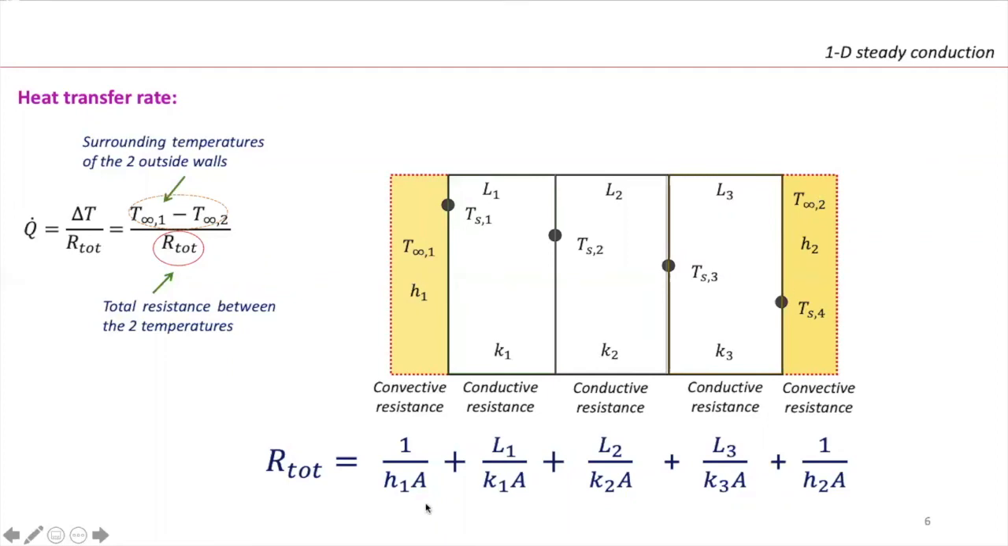How many resistances in total? 1, 2, 3, 4, 5. 3 conductive, because we have 3 walls, and 2 convective, because we have 2 solid-fluid interfaces. And that value is going to be in the denominator, right? And if we divide the delta T, our temperature difference through the whole wall, by the total resistance, we have the heat transfer rate through the wall.